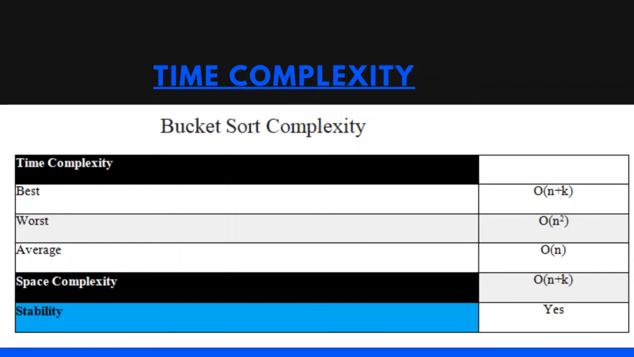Time complexity of bucket sort. The time complexity for the best case is O of n plus k, for the worst case is O of n square, and for the average case is O of n. And the space complexity for bucket sort is O of n plus k, which is the same as the best case. And as it is stable, we're going to simply say yes. Let's see how this entire best, worst, and average case came.